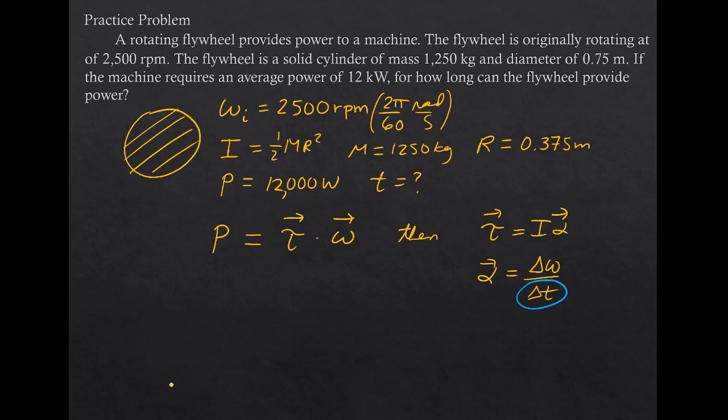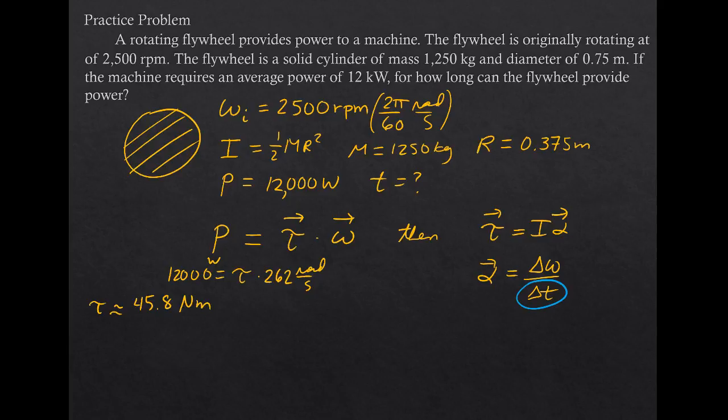Okay, so power is 12,000, and that's going to be equal to torque times 2,500. But we have to turn that into radians per second. Using our conversion up here, 2,500 times 2 pi over 60 is going to give us 262 radians per second, and that's watts. So this means that the torque is about 45.8 Newton meters.